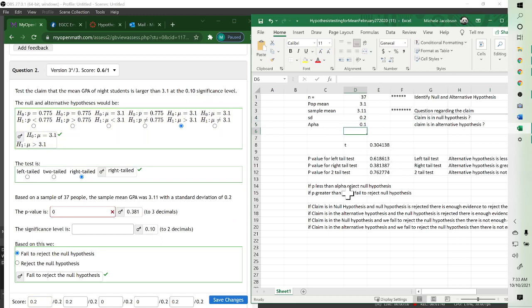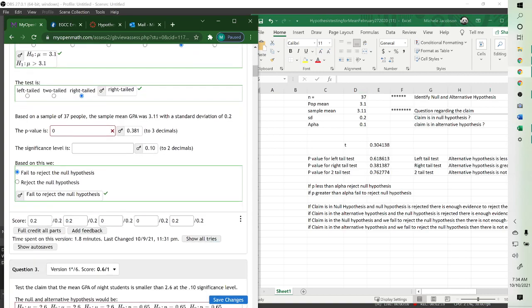We needed the p-value, which will be right here. It was a right tail, so it's the middle one, 0.381. And the significance level was given up here, 0.1. If the p-value is less than alpha, you reject. Our p-value is 0.38, so it's greater than, which means we fail to reject, because 0.38 is greater than 0.1.